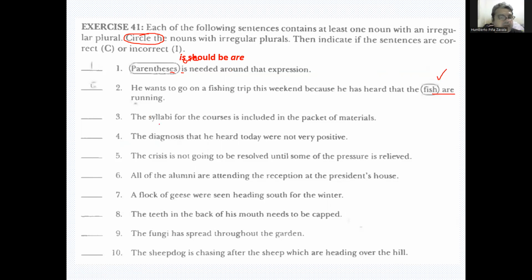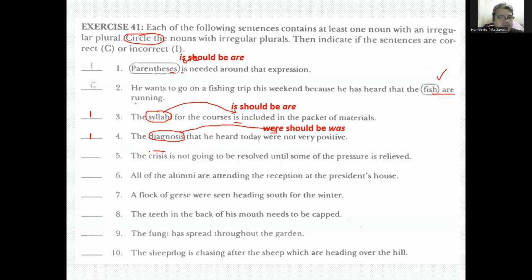Okay, now you're back. We've got: the syllabi for the courses is included in the packet of materials. Now, syllabi is plural, so is singular. So there's a problem there. It should be the syllabi are included. So this is incorrect. The diagnoses here today were not very positive. So again, diagnosis is singular and were is plural, so it's incorrect. It should be was not very positive.